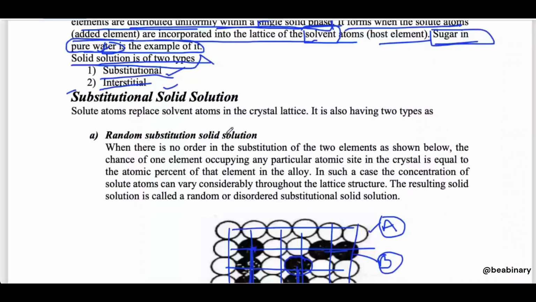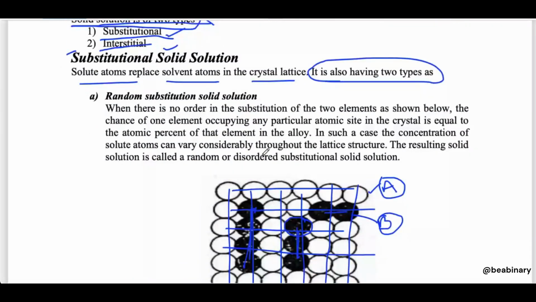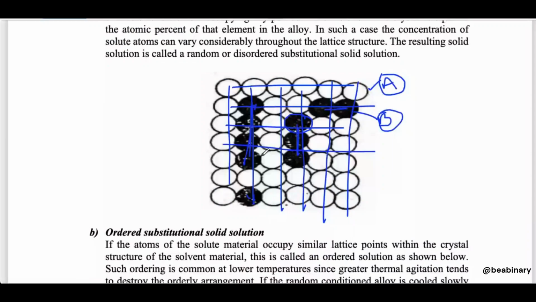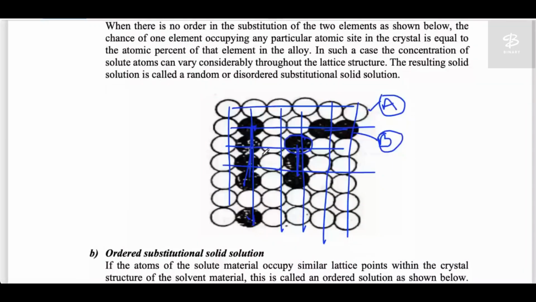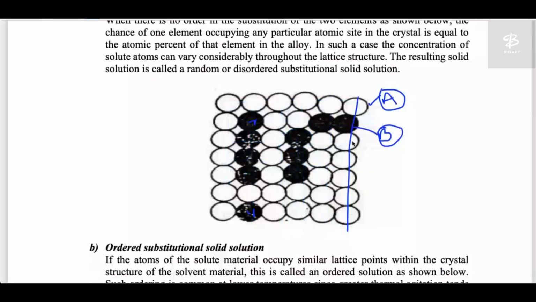So solute elements replace the solvent atoms in a crystal lattice. It also has two types. In substitutional solid solution you have two kinds: the first one is random, and the second one is the ordered substitutional solid solution. So what is random? As you can see here, why is it called random? Because they have been placed randomly.